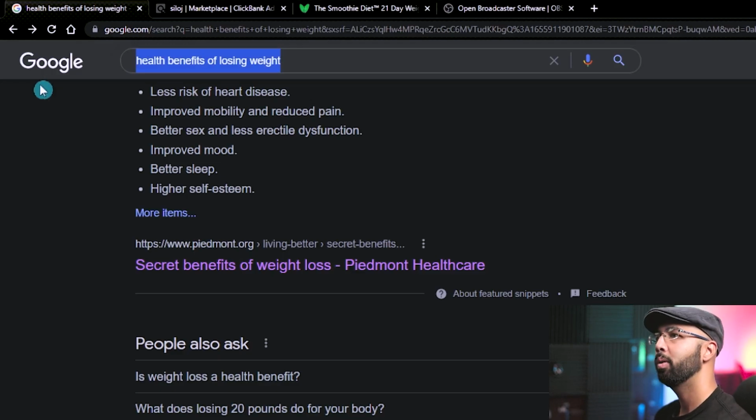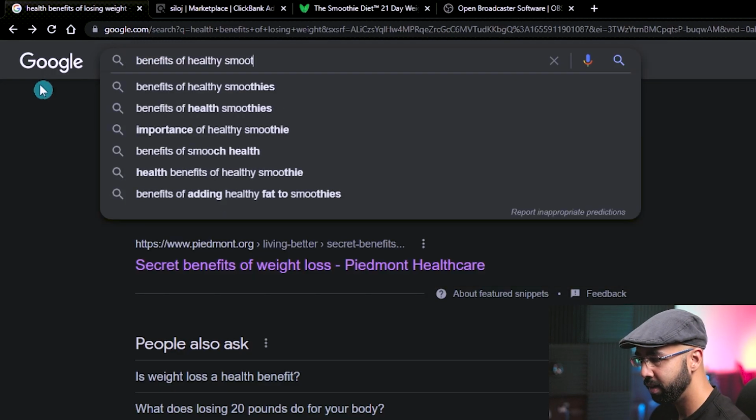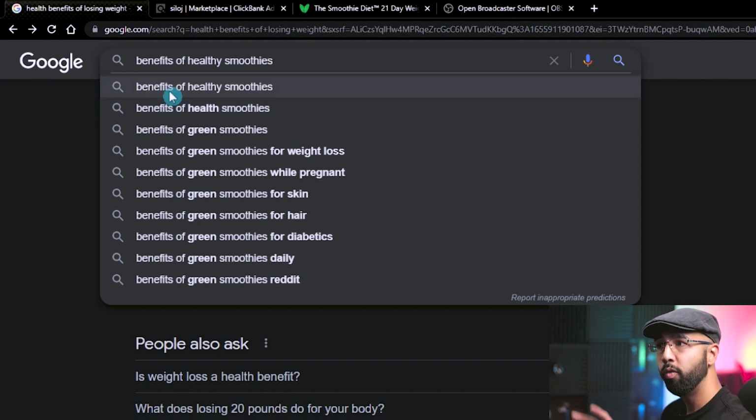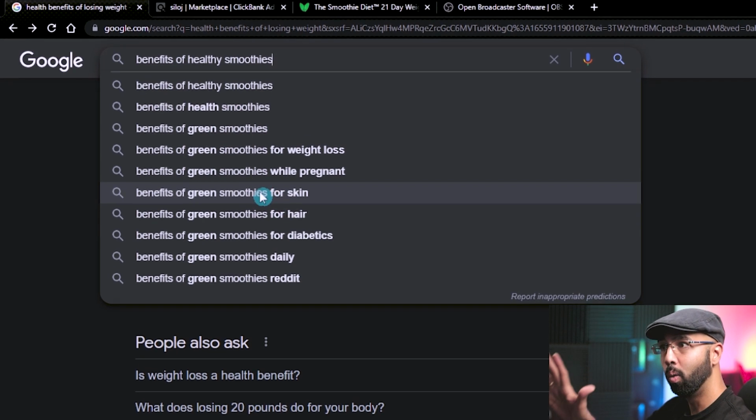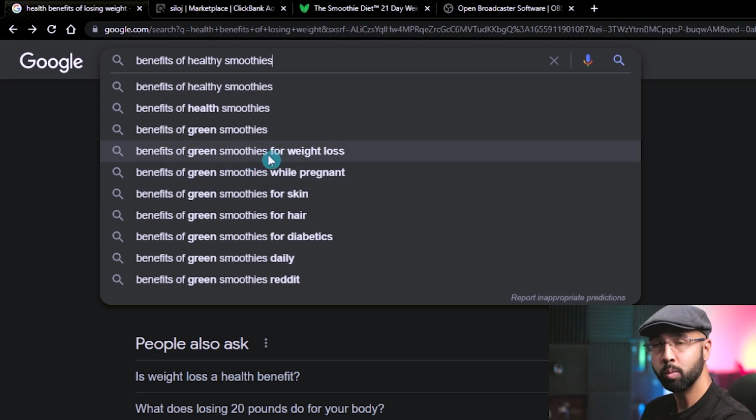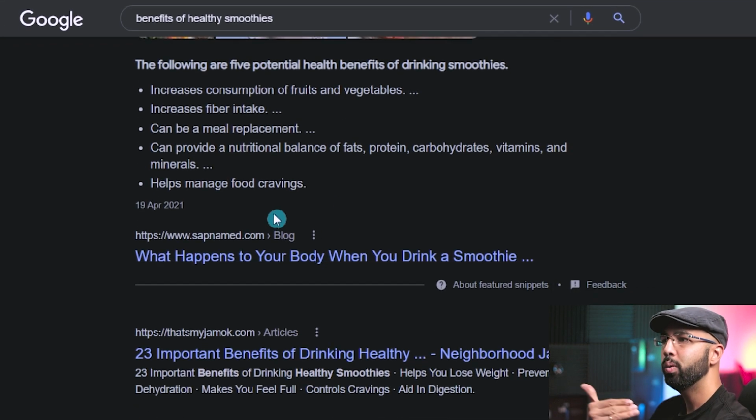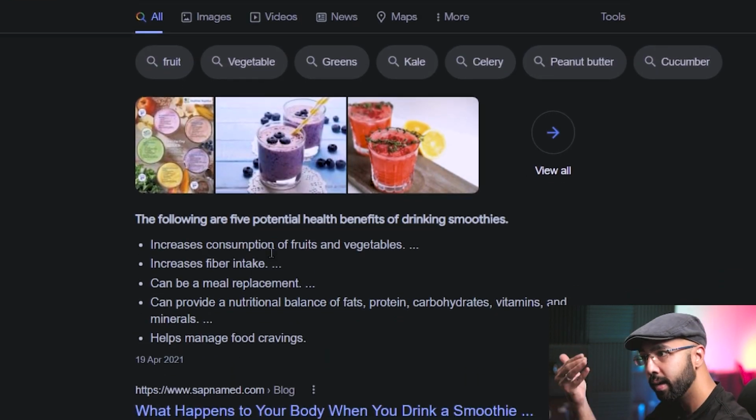So to get them thinking now about the solution, next I spoke about keeping it simple and researched the benefits of healthy smoothies. Now if you notice here, there are many ideas here already. Benefits of green smoothies in particular for weight loss. But we'll just keep it a little bit broad and search for the benefits of healthy smoothies. So again, you don't have to know anything about this here. There are articles here.